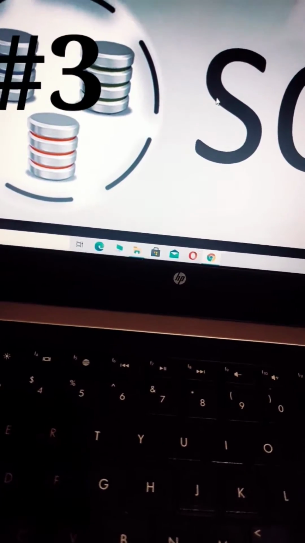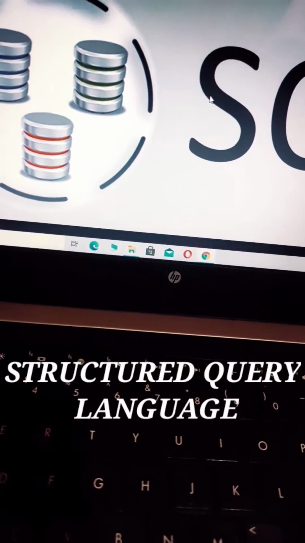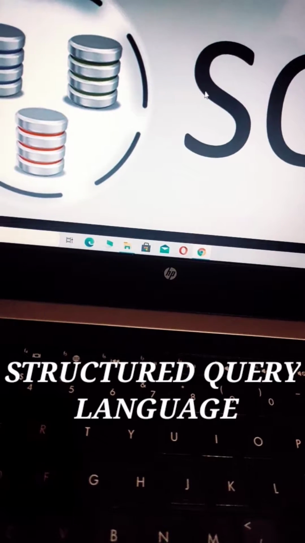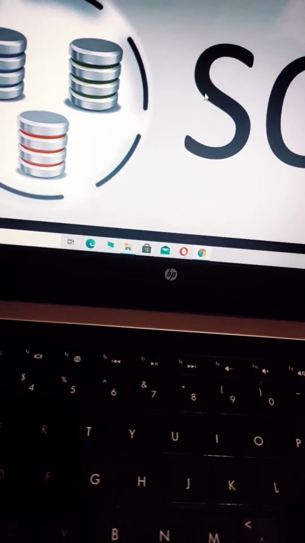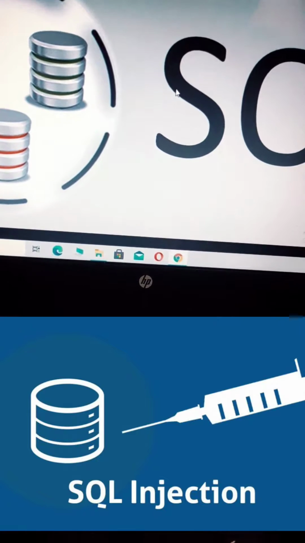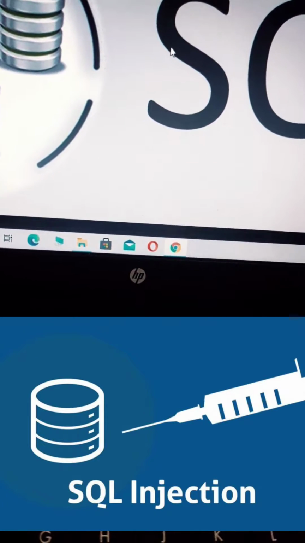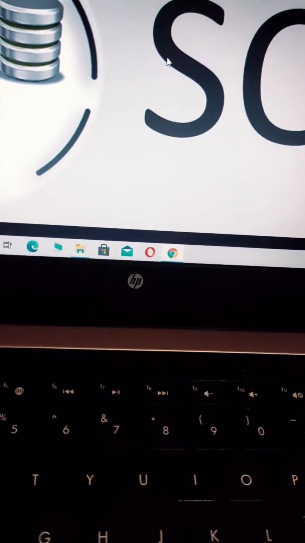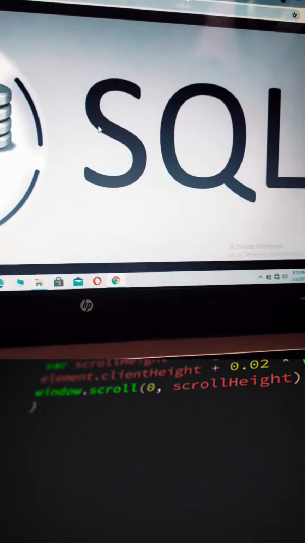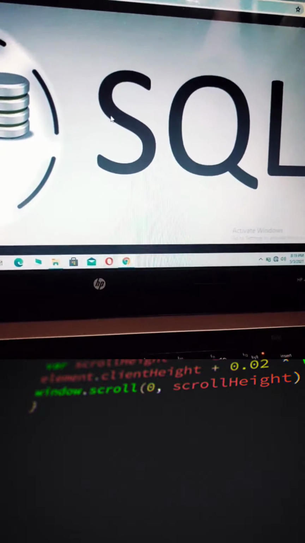The third programming language is SQL, Structured Query Language. Its purpose is for web hacking. Using SQL injection, a hacker can bypass a web application's login algorithm and exploit a weak password. Deleting data from a database can be done by knowing or learning SQL.